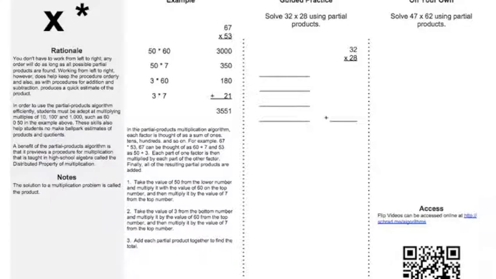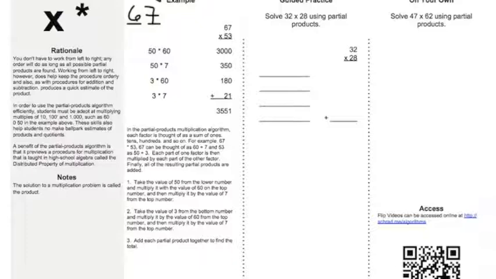So I'm going to work through the example, and I'm going to read through a little bit first. In the partial products multiplication algorithm, each factor is thought of as the sum of ones, tens, hundreds, and so on. For example, 67 times 53: 67 can be thought of as 60 plus 7, and 53 is 50 plus 3. Just like all the other partials, you have to think about the value of the digit. So 67, the value of the 6 is 60, plus the value of the 7, which is 7. It's that way with all of our partial algorithms.